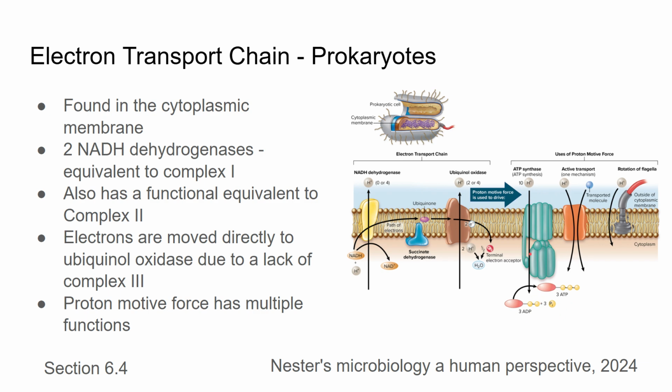However, in prokaryotes, they have other functions for the hydrogen molecules that are outside. So you might have active transport happening, so we can move a molecule along with hydrogen back into the cell, or we can have a hydrogen move in and cause a flagella to rotate. Now remember from topic 1, flagella help a cell move.